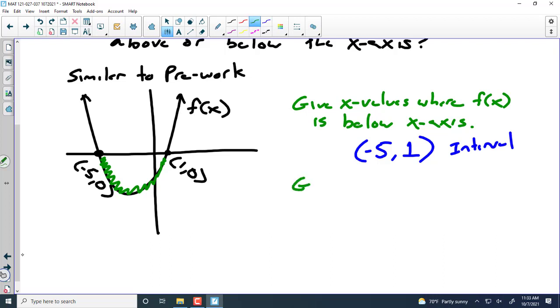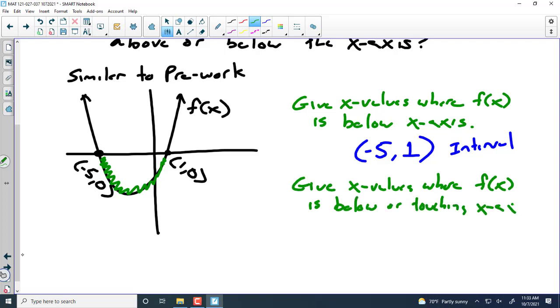If someone said, give the x values where f of x is below or touching the x-axis, then I would do the brackets. That's absolutely right. Yes. Because that's where it's either below or touching. That's what this section is all about, everyone, is deciding whether your graph is below or above and giving in interval notation where it is.